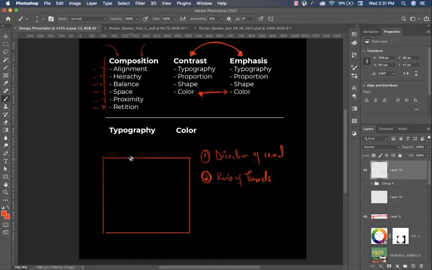What the rule of thirds says is that if you have a screen and you divide it into a grid of three equal blocks, the part of the screen where you want to locate your most important elements, the part of the grid that will be most visually appealing to the eyes of the viewer, is this point, this point, this point, this point.